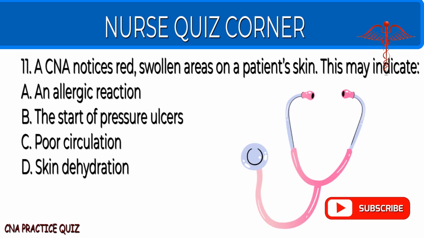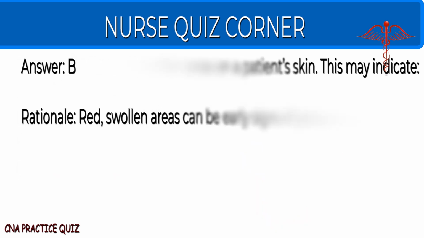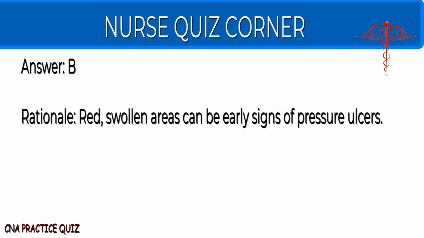11. A CNA notices red, swollen areas on a patient's skin. This may indicate A. An allergic reaction. B. The start of pressure ulcers. C. Poor circulation. D. Skin dehydration. Answer B. Rationale. Red, swollen areas can be early signs of pressure ulcers.